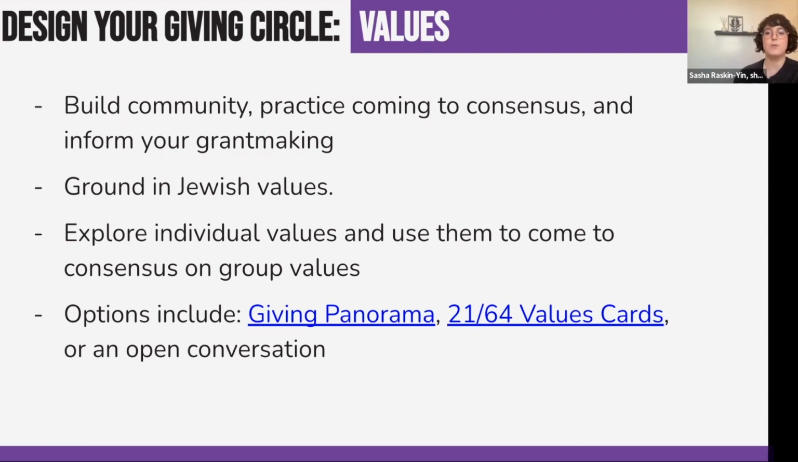Time spent connecting over what brings you to the giving circle builds community and alignment. It's a powerful opportunity to infuse some Jewish wisdom into your time together as well. Here's a few ways you can do it, and they're all linked on your worksheet.